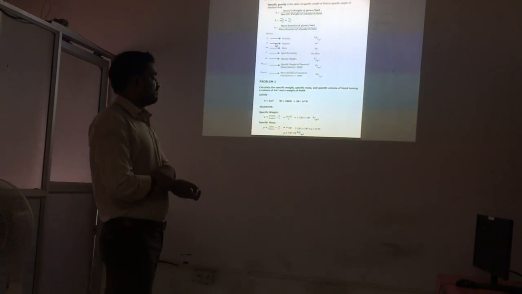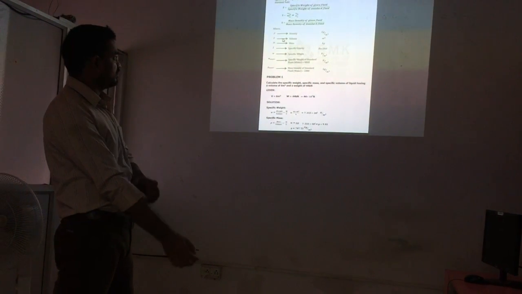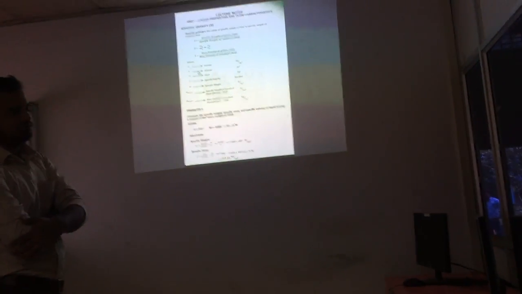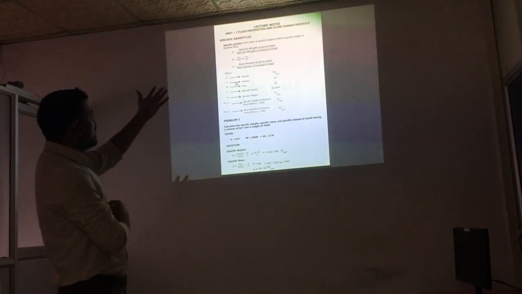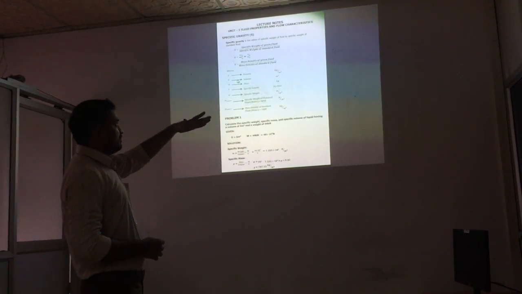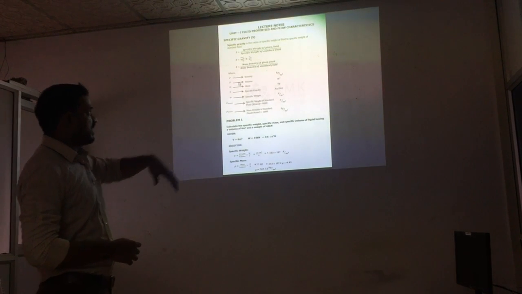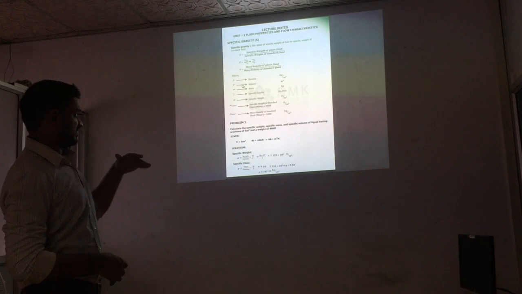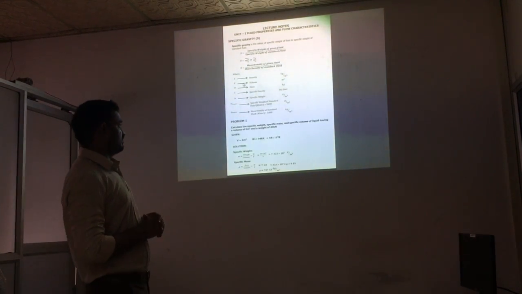The density of the standard fluid is 1000 kilogram per meter cube. The unit of specific gravity is no unit. The density of the fluid in kilogram per meter cube is divided by the density of the standard fluid in kilogram per meter cube. Since both are divided, we conclude the unit is less.